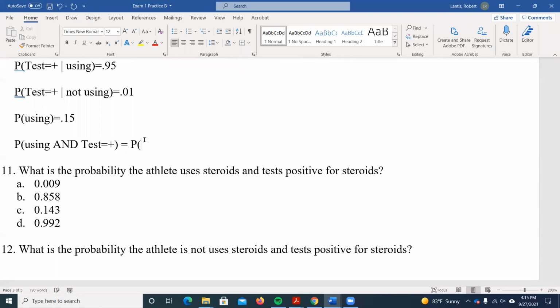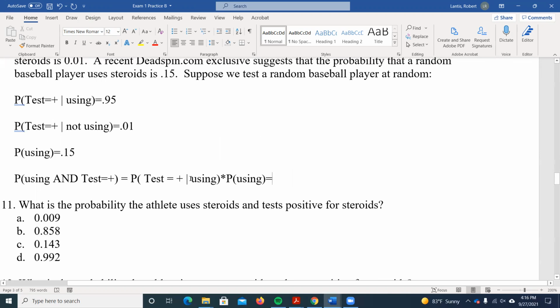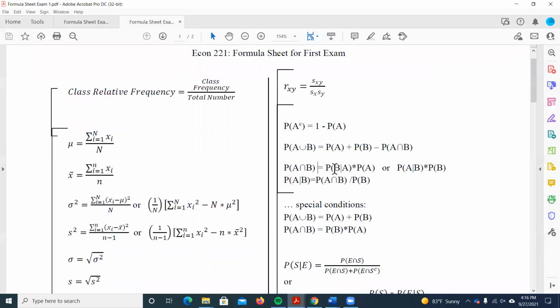So the intersection of these two should be equal to the conditional probability. So I can say the probability that the test comes back positive, given the person is using, multiplied by the probability of what I'm conditioning on, which here is just that the individual is using. So I go up here, what was I given? In fact, I have this probability, that would be 0.95. I also have the probability someone is using, which is 0.15. And I'm done.